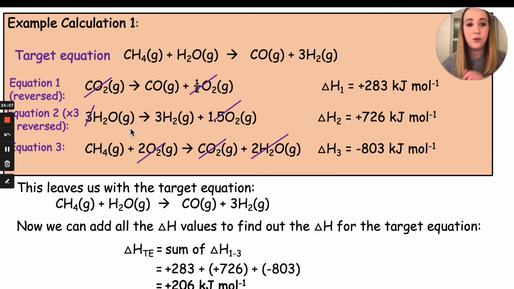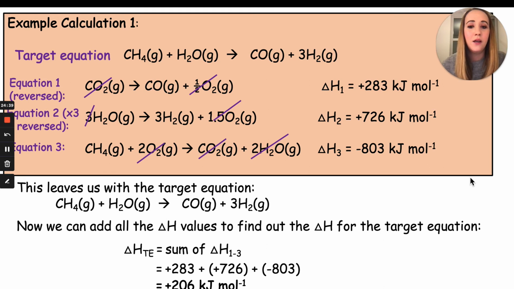We then made those changes to the 3 equations, and we made sure that we updated the delta H values to reflect that. So doing the same to the delta H as what we did to the equations. And then once we'd confirmed that we'd done that correctly by checking that everything else cancelled out of the equations, then at the very end we summed up the delta H values. So those are the main stages of the process that you're going through.